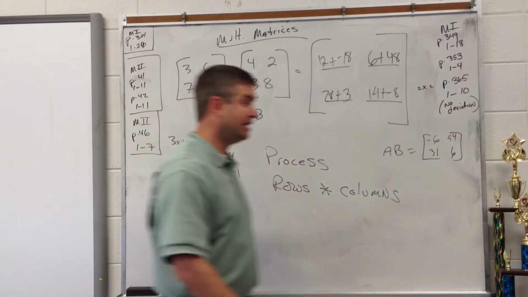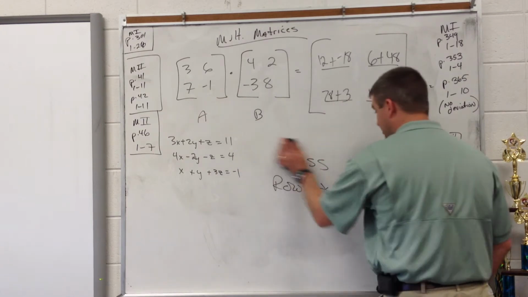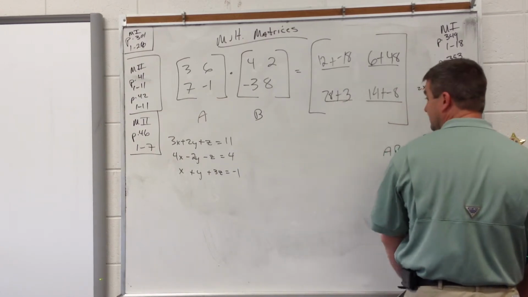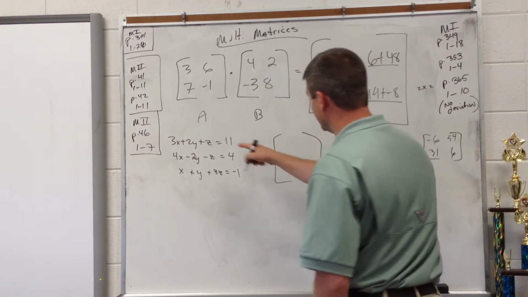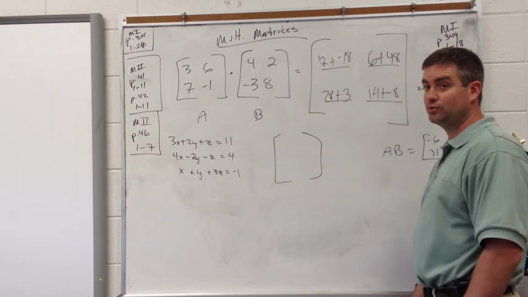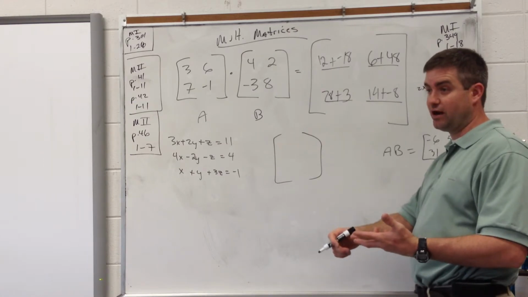We can make a matrix out of it, and we can solve that problem using a process of matrices, and it's a lot easier. What would the matrix be that goes with that? We have three unknowns. We can't use substitution, elimination, or graphing.